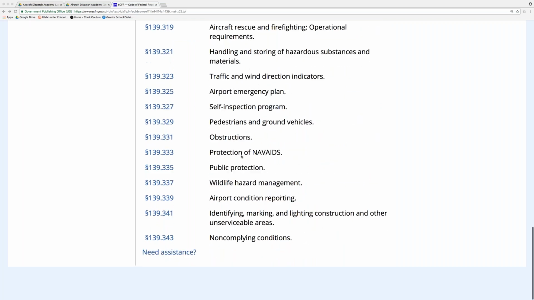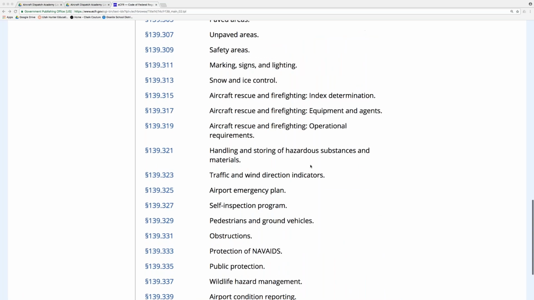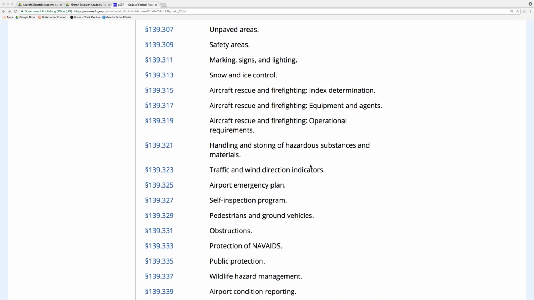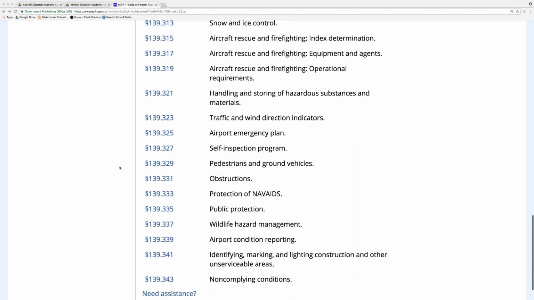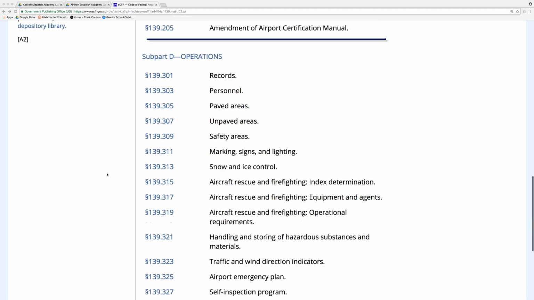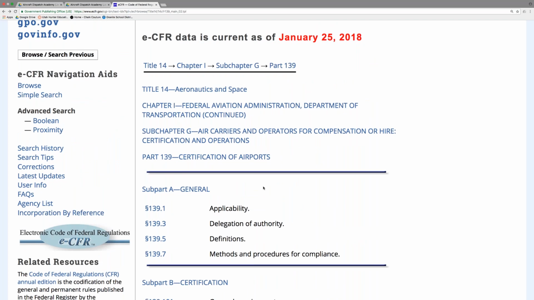So does anybody have any questions about this section? Nope. Does anybody want to go in depth in any one of these, or is everybody comfortable with being able to say that 139 goes over certification of airports? I don't know if I needed to write this down or not. I wrote certification of airports, and then underneath that I put inspections, durations, exemptions, deviations. Do I need to write all that? No, not really. The important thing is just being able to say that Part 139 goes over certification of airports.